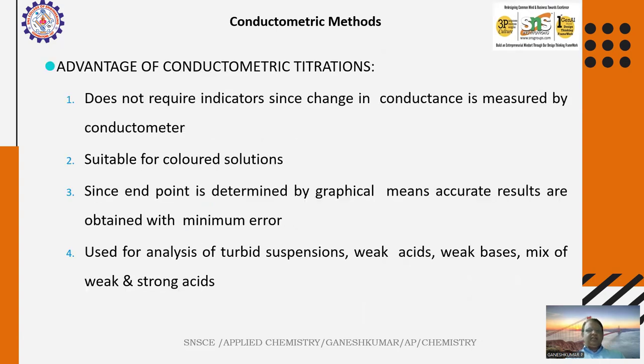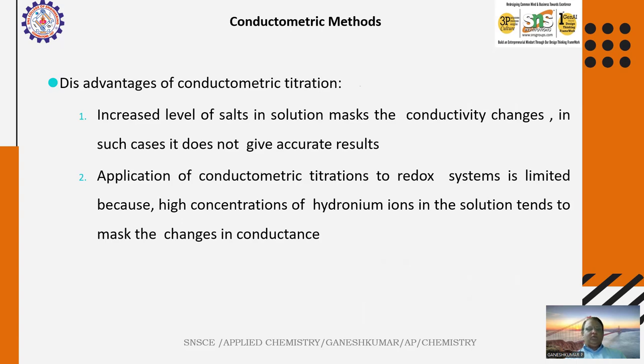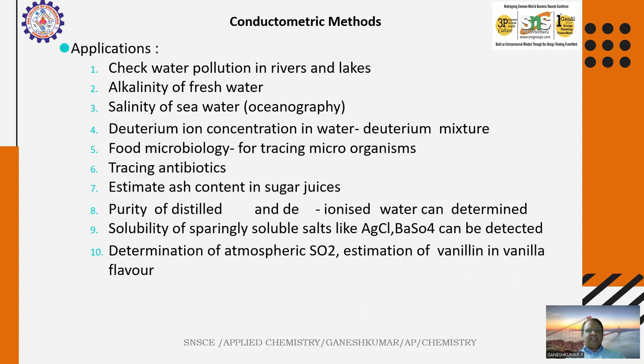The advantages of conductometric titration are that it does not require indicators, since the change in conductance is measured by the conductometer. It is suitable for colored solutions. Since the endpoint is determined by graphical means, accurate results are obtained with minimum error. The disadvantages are that an increased level of salt in a solution masks the conductivity changes. Application of conductometric titration to redox systems is limited because a high concentration of hydronium ion in the solution tends to mask the changes in the conductance.